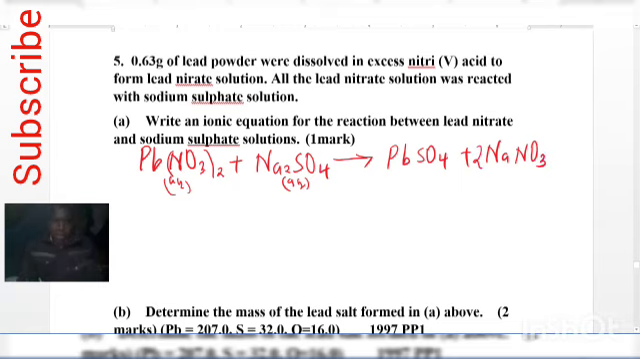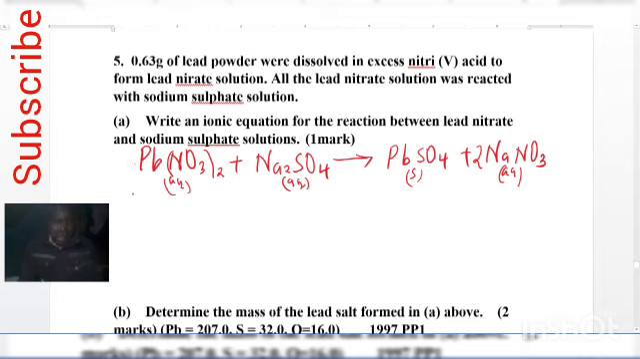So what happens here is that the metal cation takes the anion on this side, and the anion on this side combines with the cation on this side. That's what happens here. So this one is a solid and this one is aqueous, because all nitrates are soluble.